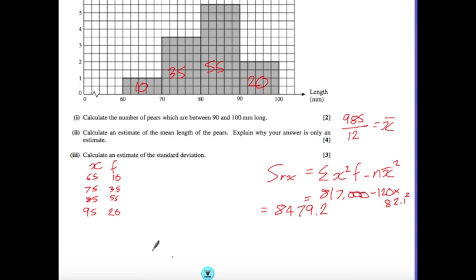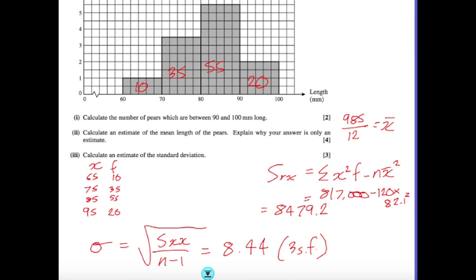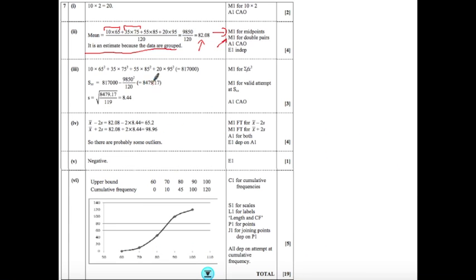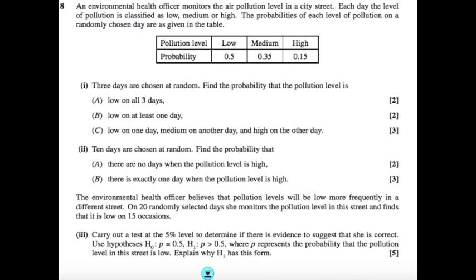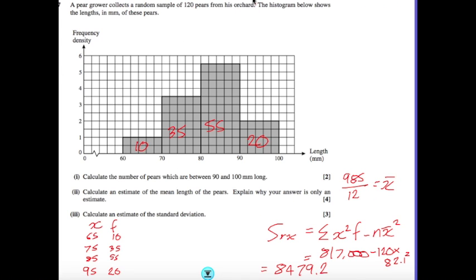Now to get the standard deviation, we're going to have to do the square root of SXX over n minus 1, so that'll be 119. So I'm going to put the square root of answer over 119, and that gives me 8.44 to 3 significant figures. Quite a lot of work for 3 marks. Good. So you get a mark for the sum of fx squared, so they're using the same method as us. A mark for a valid attempt at SXX, and a final mark for getting to the correct answer. Okay, right, we're getting there.